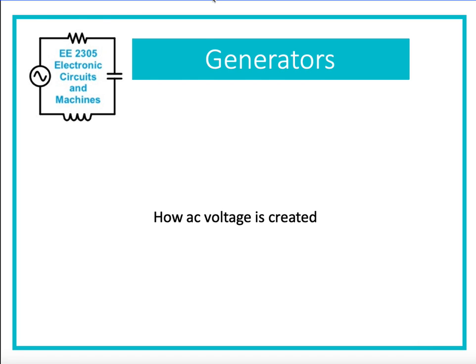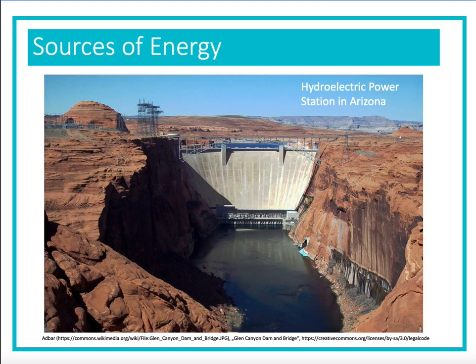Last week we talked about three-phase AC voltage, and now we're going to talk about how voltage is actually generated. There are many different ways we can come up with energy to create electricity. So there's not just one way, of course, everyone knows there's many ways. There are hydroelectric dams. That's one way that energy is created.